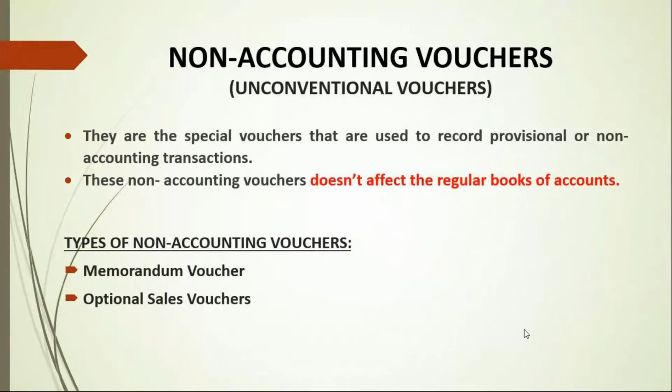The first four are pure accounting vouchers. Which are the first four? Contra, payment, receipt, and journal. The others are all accounting cum inventory vouchers because the inventory aspect is involved. Now, we are discussing non-accounting vouchers.